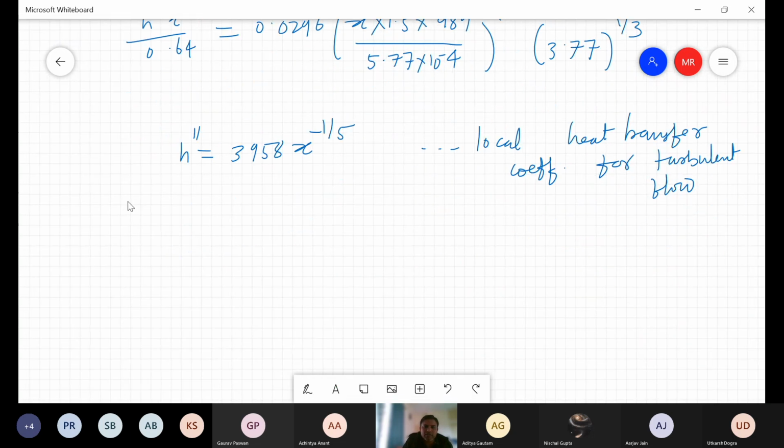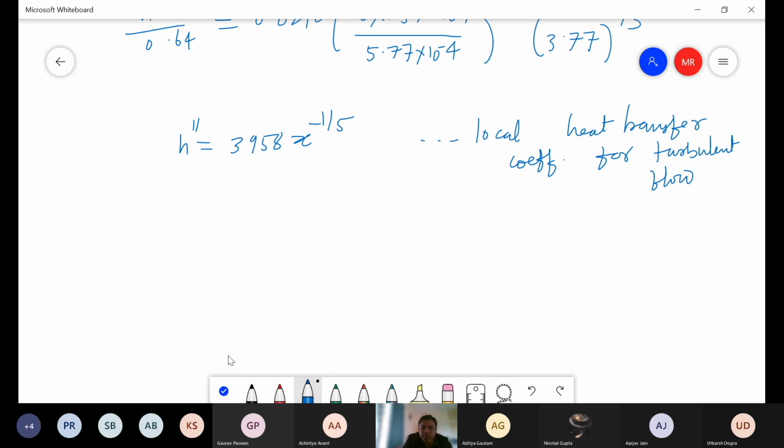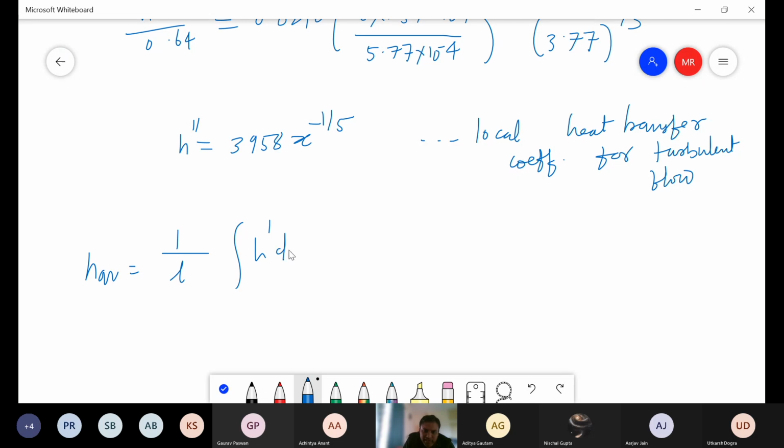Now, these are the local heat transfer coefficients, but the average heat transfer coefficient will be given by what? H average will be given by 1/L times the integral of h' dx from 0 to 0.1945, plus the integral from 0.1945 to 1 of h'' dx. Do you all agree?